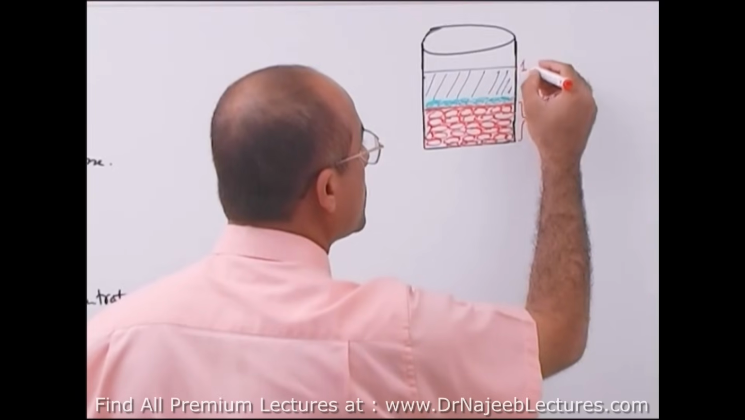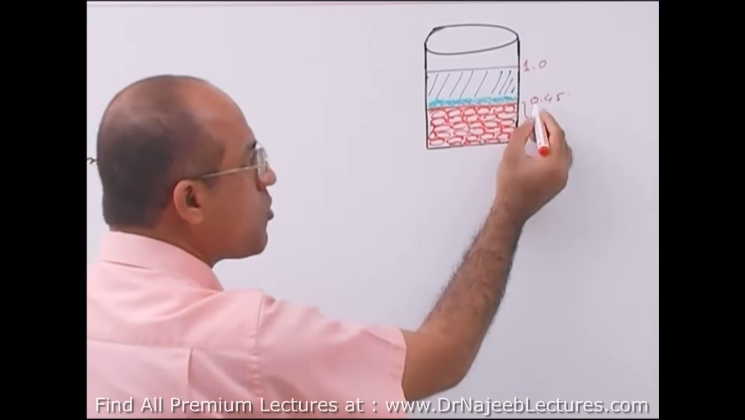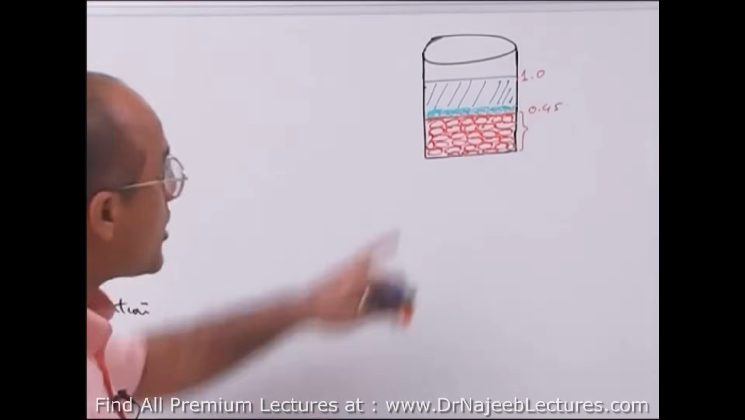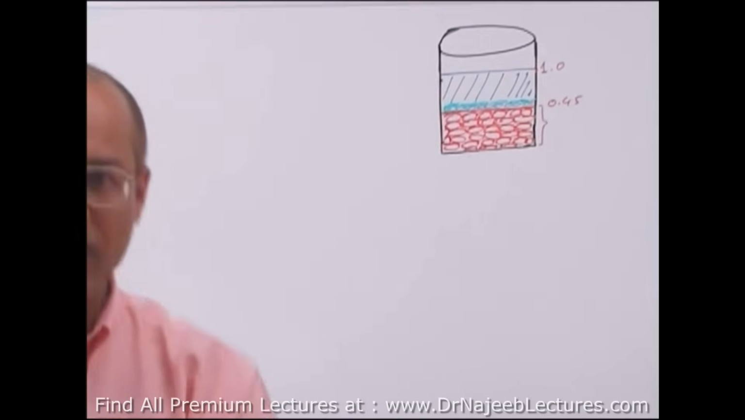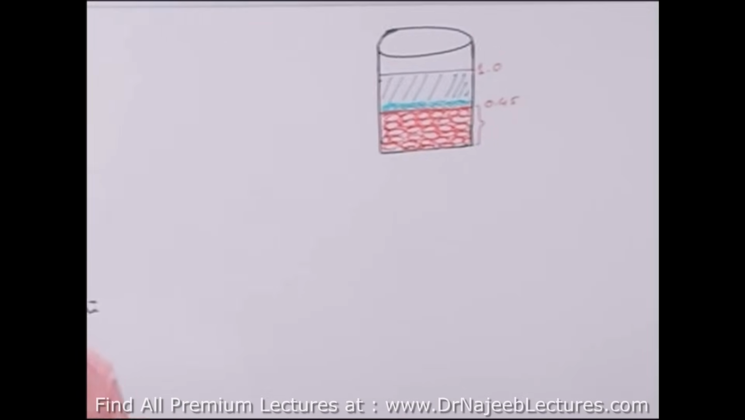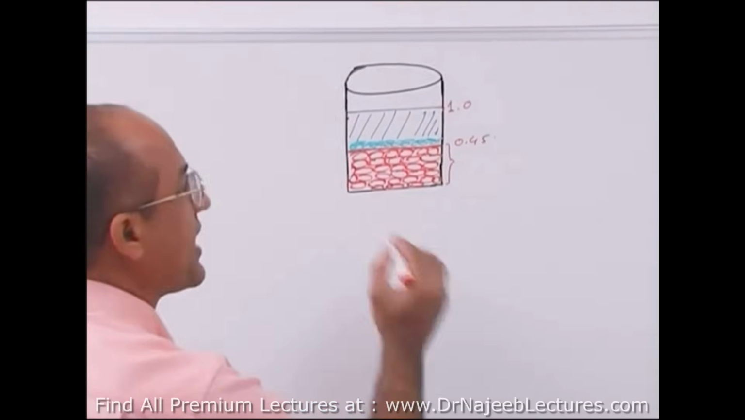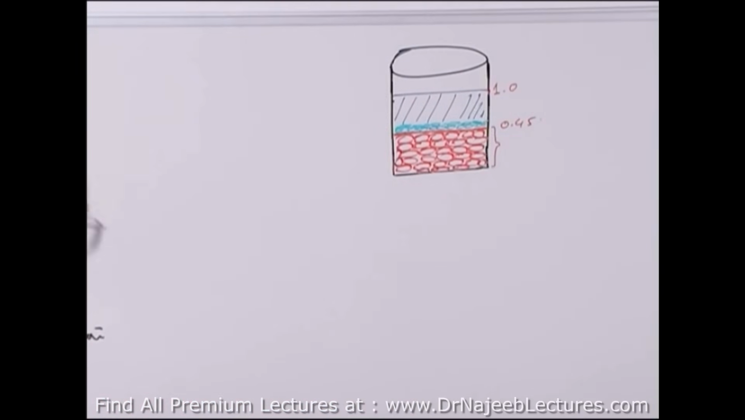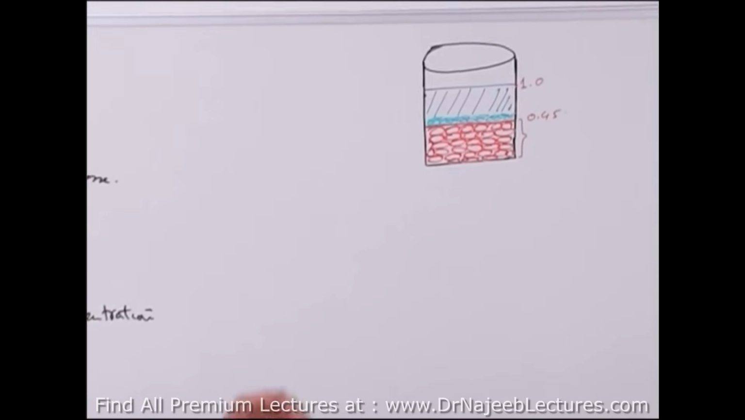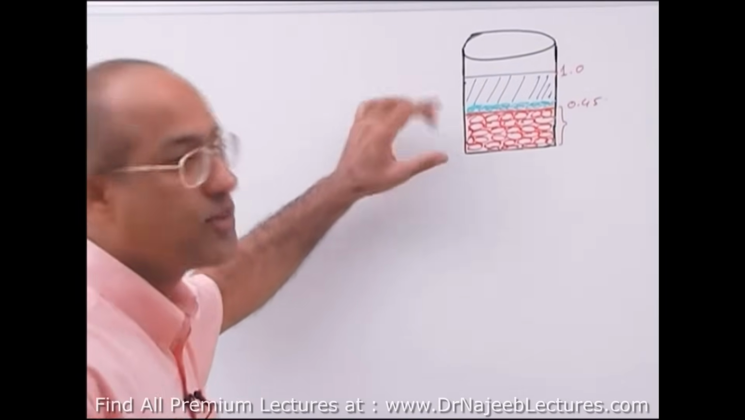1 unit was like this. It was 1 unit volume. Out of that 1 unit volume, 0.45 is occupied by red blood cells when they are packed together. Then we can say 0.45 is the volume occupied by the red blood cells when they are packed within the blood.